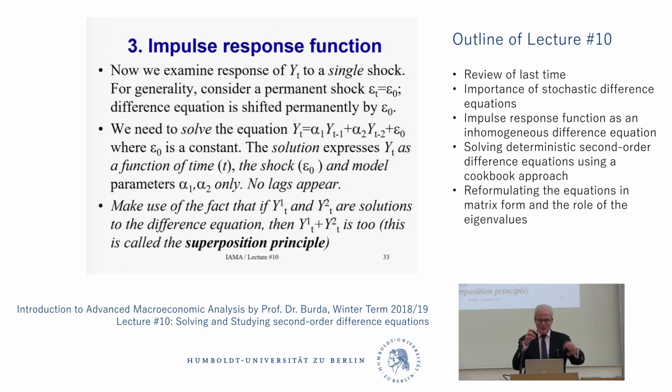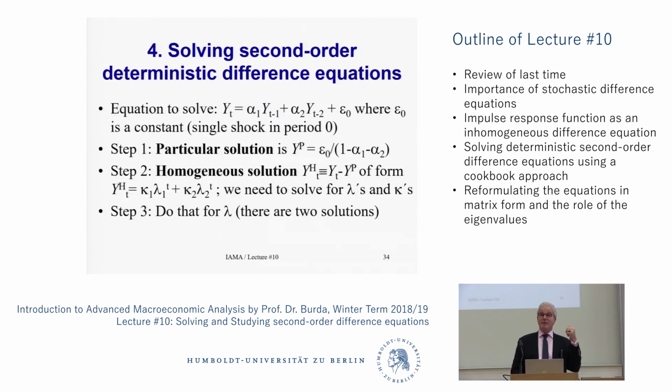So I'm going to use the superposition principle, and I'm going to unpack the solution by expressing it as the sum of a particular solution, that's the steady state, and the stuff that's wiggling around the steady state. And that's called the homogeneous solution. Why? If I multiply everything by a constant, I get the same thing.